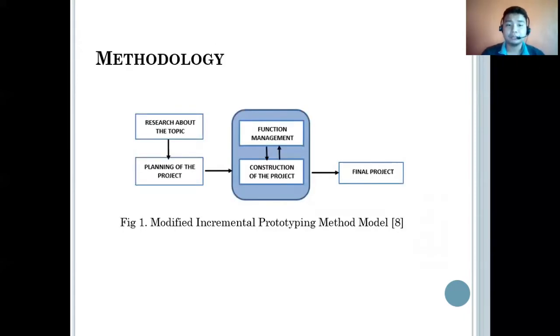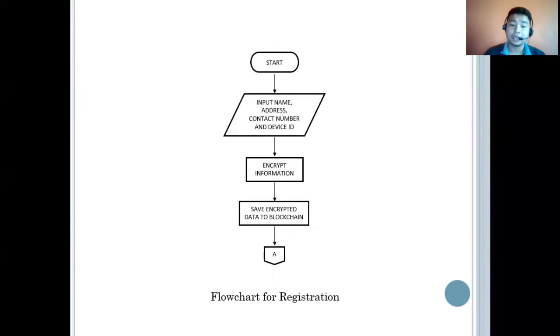This is the methodology that the researchers or proponents used. First, they researched the topic, then planned the project, then along with function management came construction of the project, then the final project. This is the flowchart for registration, which, instead of paper, we use in a system or user interface.